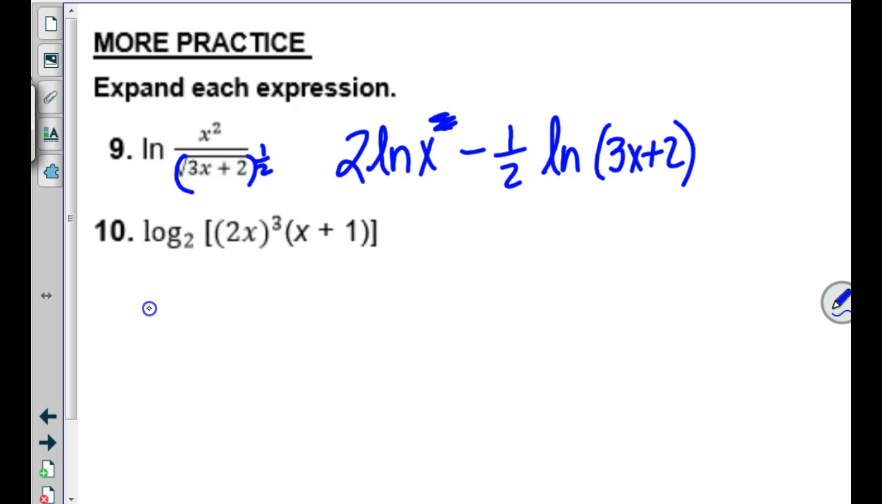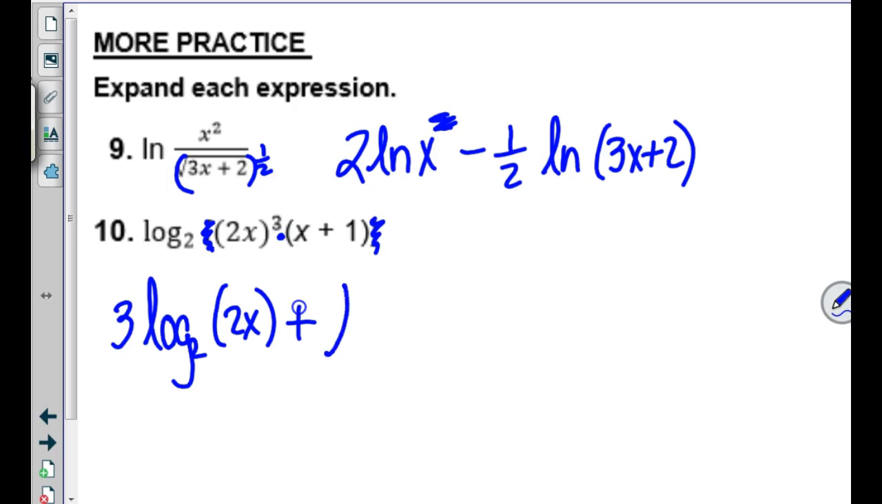Okay, what about 10? Log base 2. Do these giant parentheses do anything for us? No, it's just multiplied. Okay. What are we going to do with that 3? You can move it to the front. Okay, now we have a 2x, then times, and we'd have log base 2 of x plus 1.